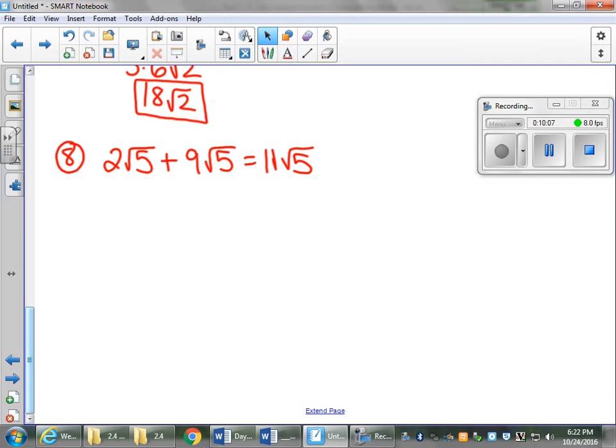So from here, we're going to go over a note-taking packet. So we're switching gears a little bit to learn about complex numbers.